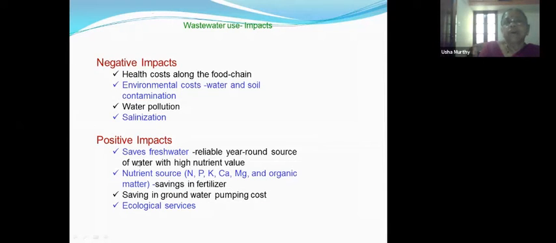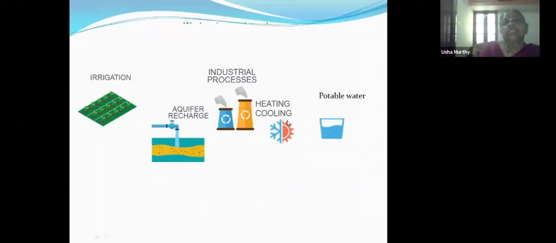And what are the positive impacts? The positive impact is that it saves fresh water, potable water, and it is reliable all through the year. It has a high nutrient value. The nutrient sources are NPK, calcium, magnesium, and other organic matter. It also helps in saving the usage of fertilizers. Another impact is that it saves groundwater pumping cost and provides ecological services. So these are all the positive and negative impacts of wastewater usage.